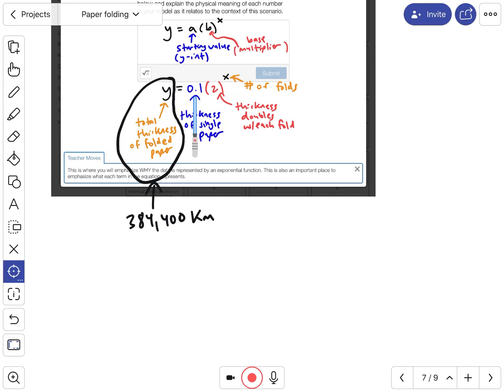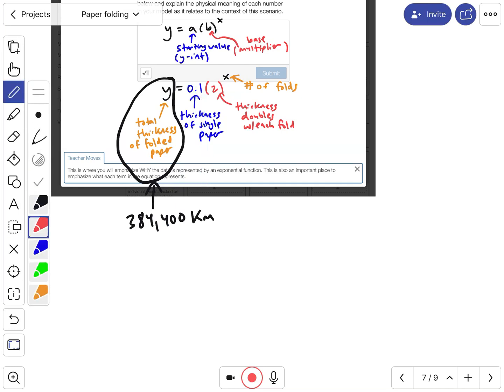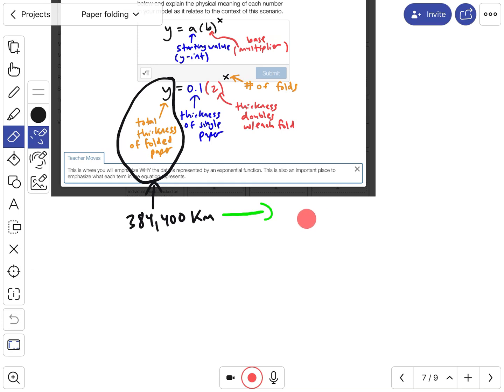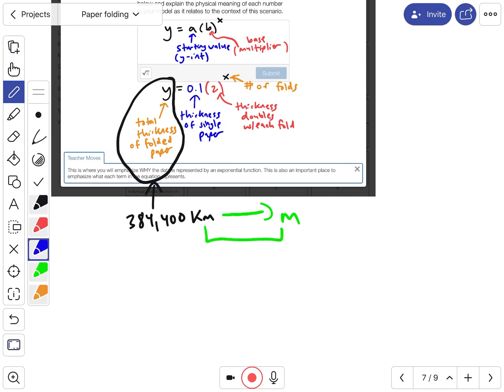However, in this equation the 0.1 is millimeters, so we can't just plug kilometers into an equation that uses millimeters. We need to convert this from kilometers to millimeters. But there's going to be a step here. We can't go straight from kilometers to millimeters. We have to go from kilometers to meters, and then meters to millimeters.